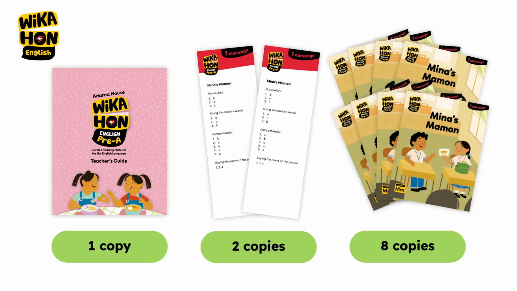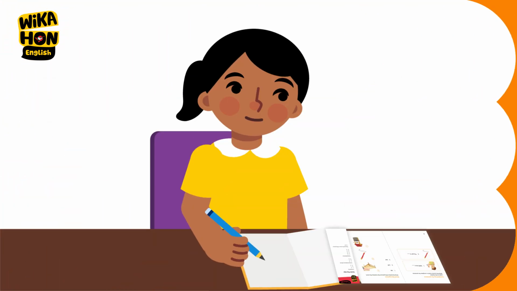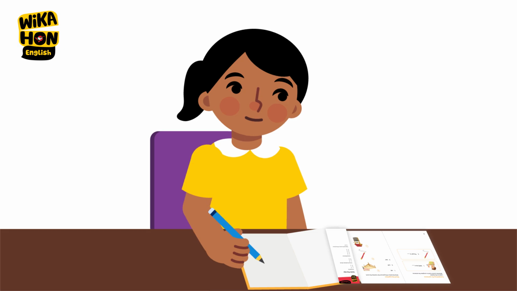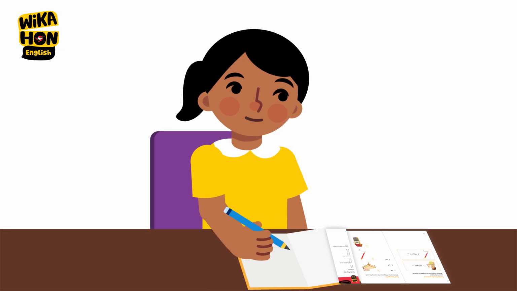Included in WiKAHON English Pre-A are 2 copies of the answer key, 8 copies of the reading selections, and a copy of the teacher's guide. As for the answer sheets, each student may use a blank notebook of their choice.